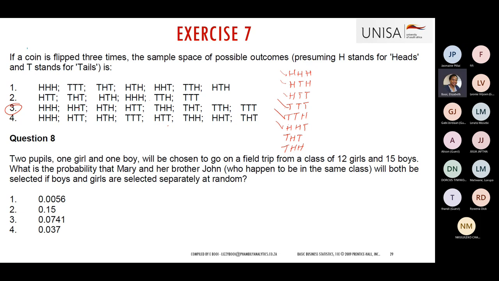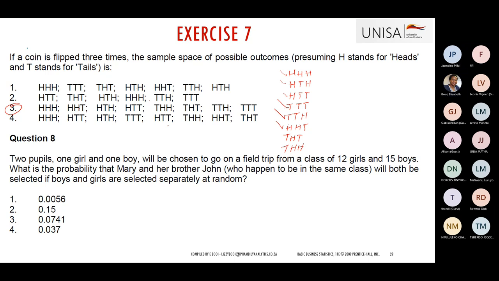Question eight from that tutorial letter has the following. Two people, one girl and one boy, will be chosen to go on a field trip from a class of 12 girls and 15 boys. What is the probability that Mary and her brother will happen to be in the same class and both will be selected if boys and girls are selected?